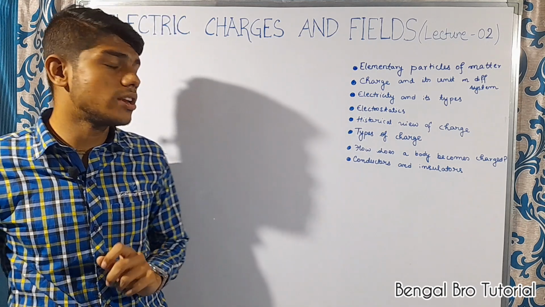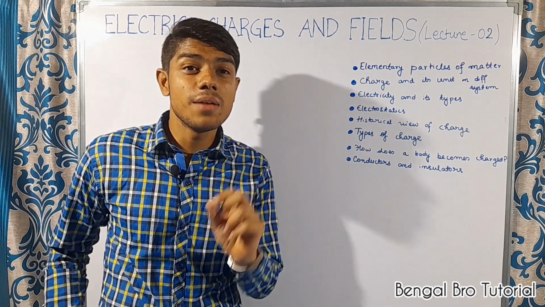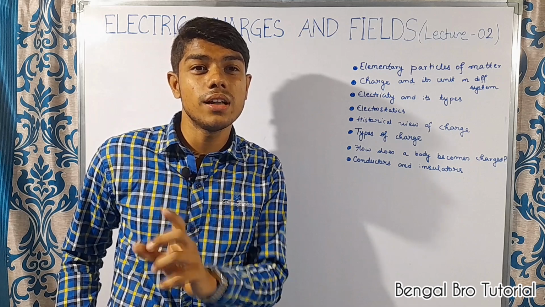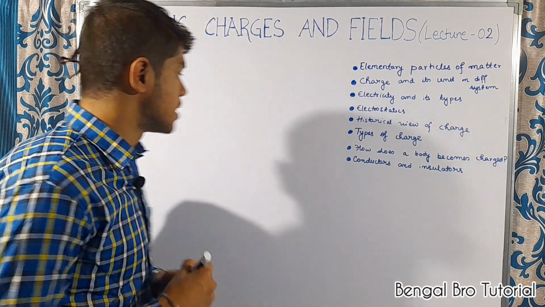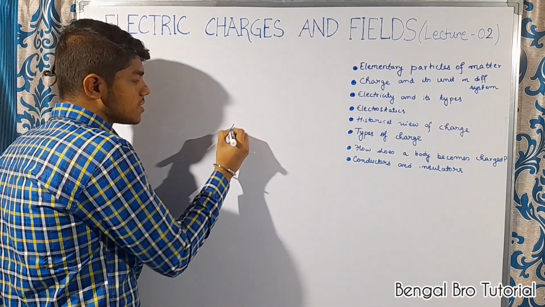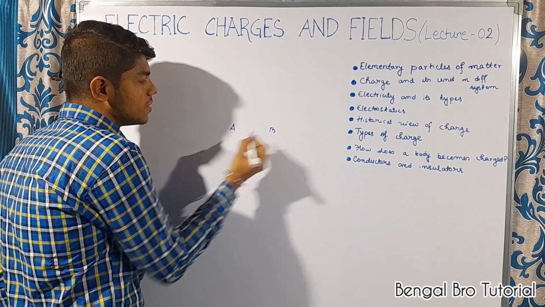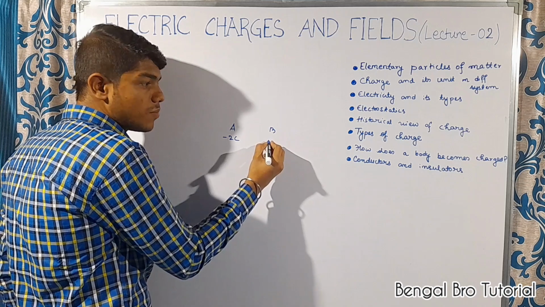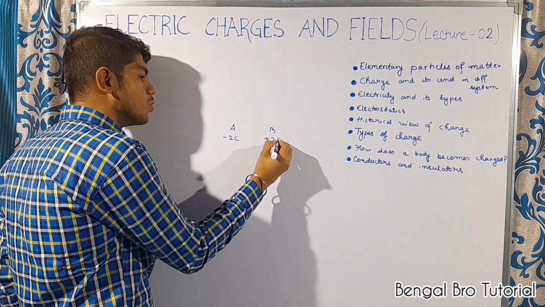Students, one thing you have to note here is that this naming is purely conventional and has nothing to do with the mathematical meaning. Let me give you an example. Suppose we have two bodies, A and B. One body has a charge of -2 coulomb and the other body has a charge of +2 coulomb.